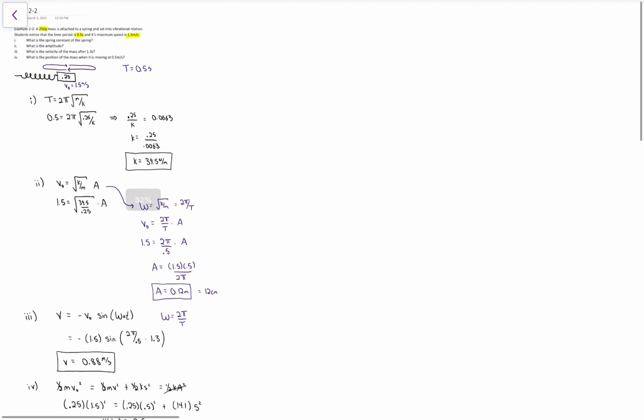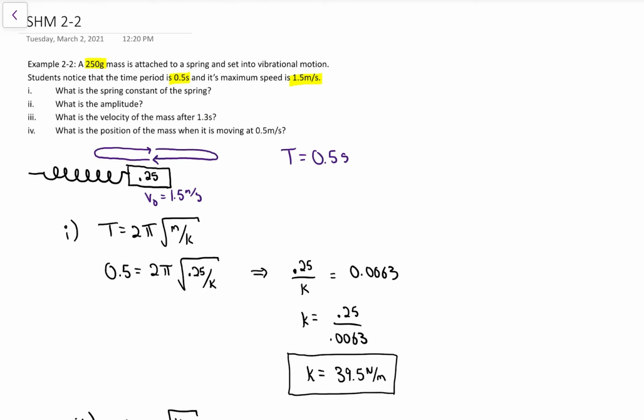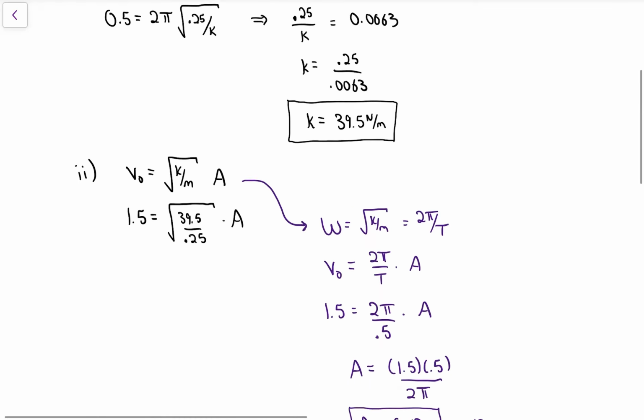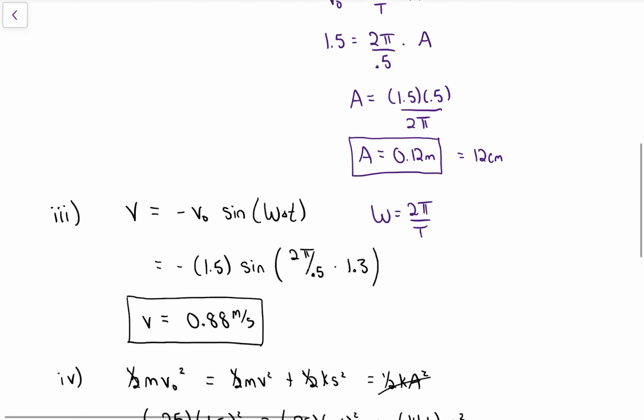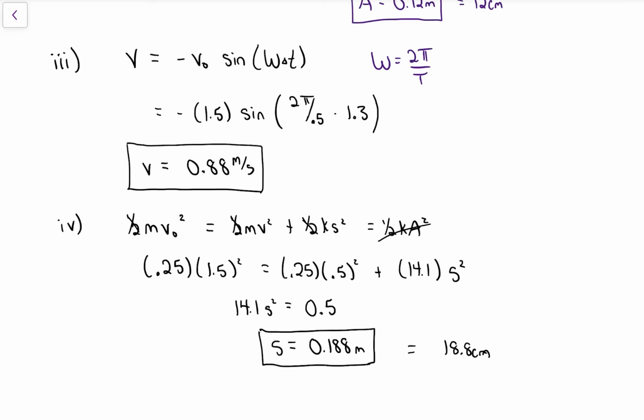So this one, same basic idea as the last one. Just work through what you're given, find the right equation to match it, think about your conceptual things. If you're asked for speed or position at a specific time, you have to use one of those tricky trig equations. If you're asked for speed or position at another speed or position, then you use conservation of energy.